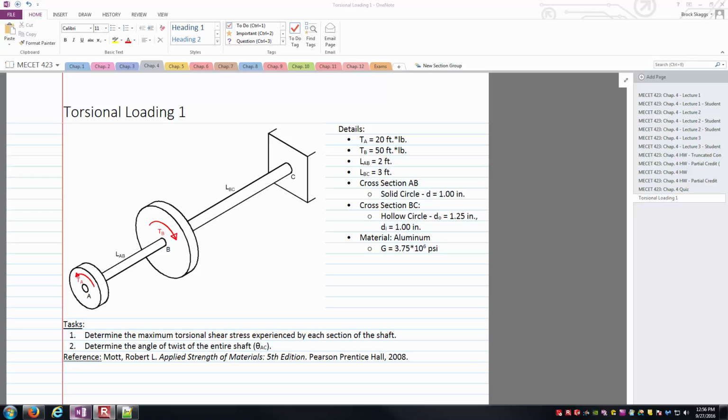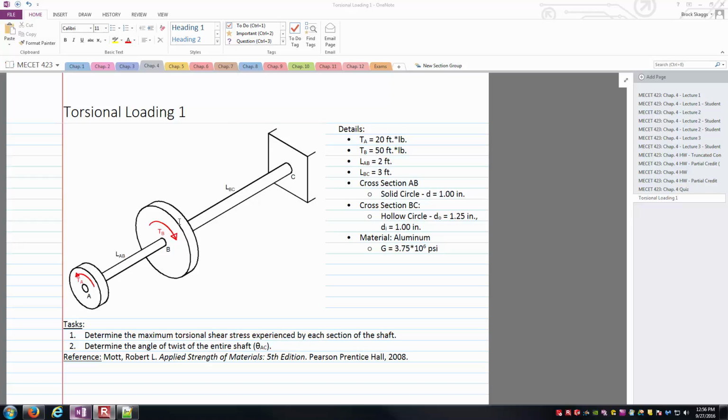Our simplified drawing is this shaft. It's got two different sizes as far as cross-section. Also the cross-sections are different. One's solid and circular in section AB here, and the other one's more tubular in shape with an outer diameter and inner diameter in BC.